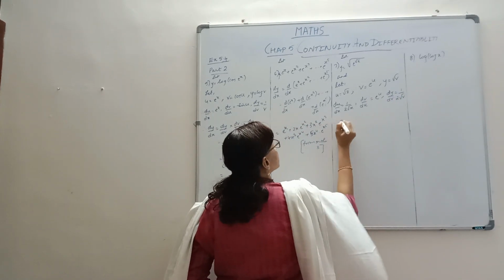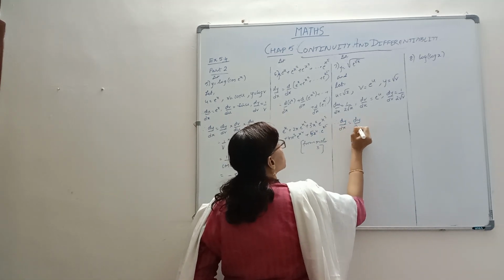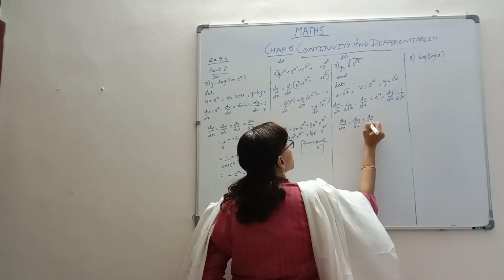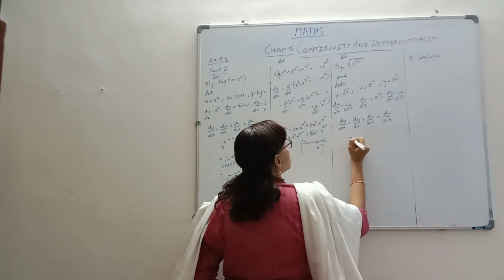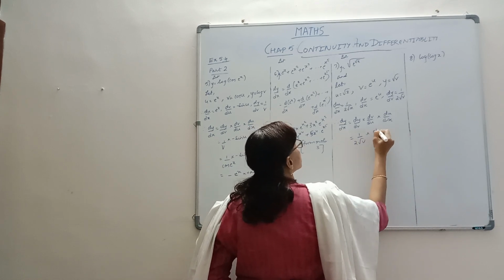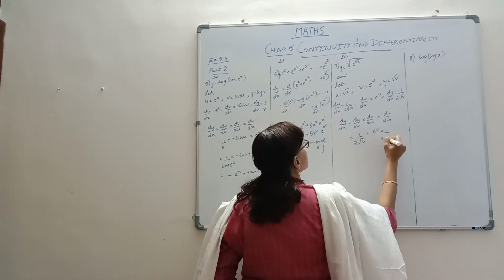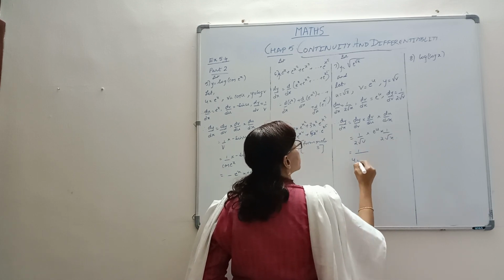Like that, our dy by dx will become, by chain rule, dy with respect to dv, dv with respect to du, du with respect to dx. That way we will apply the chain rule. So we are getting 1 by 2 root v, e raised to u, and 1 by 2 root x. So it is 1 by 4 root x.